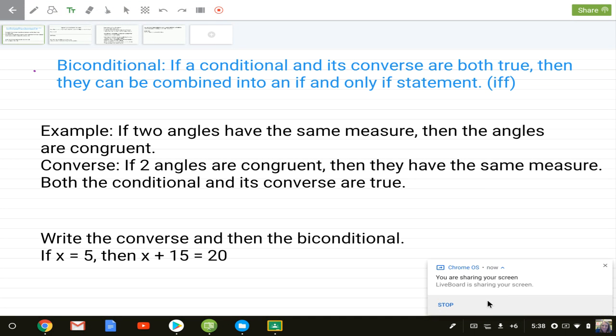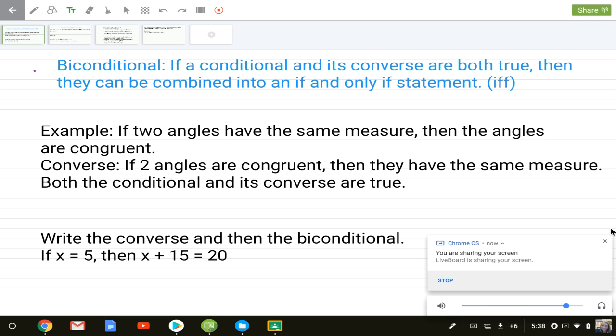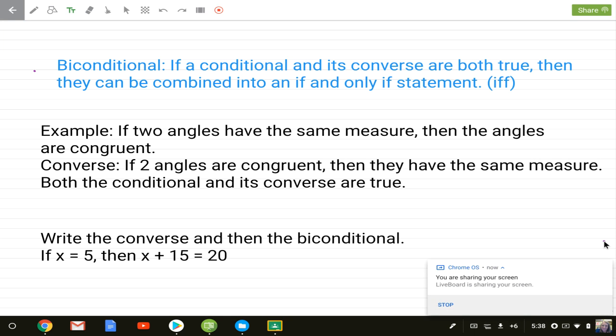Okay, we're back for section 2.2 of geometry. We're going to be talking about a biconditional in this section. A biconditional is called an if and only if statement. If a conditional and its converse are both true, then you can combine them into this if and only if statement.